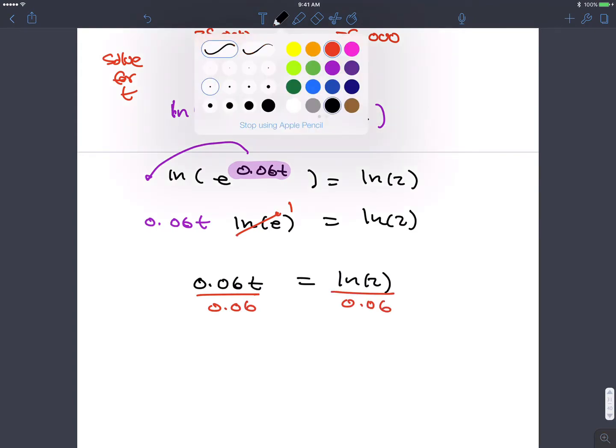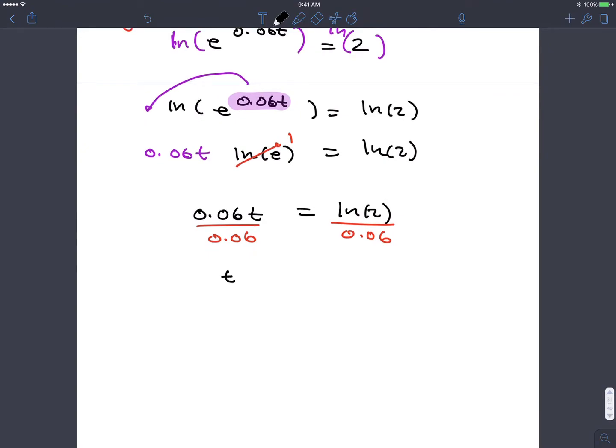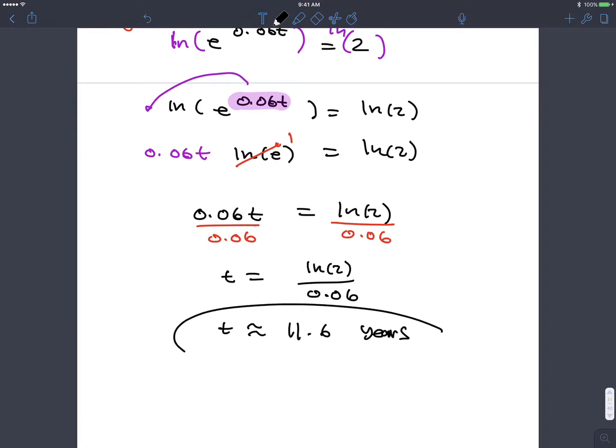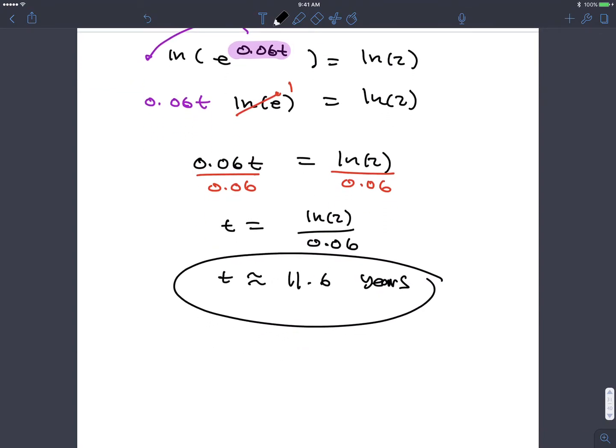So our time equation here is going to be t equal to natural log 2 over 0.06. And time now, t here, is going to be approximately 11.6 years. This is our t value. So this will be at 11.6 years.